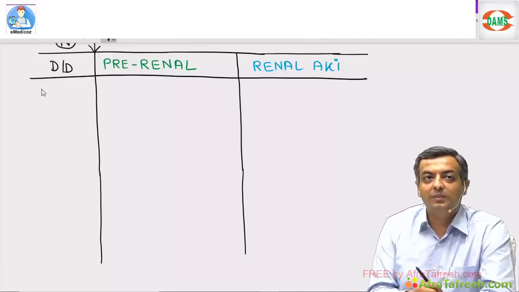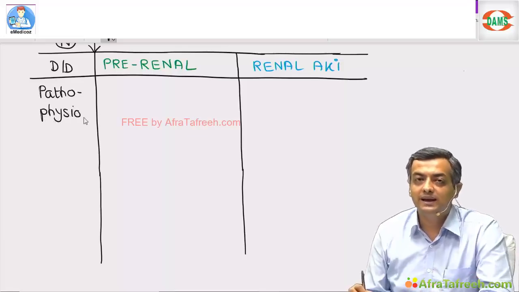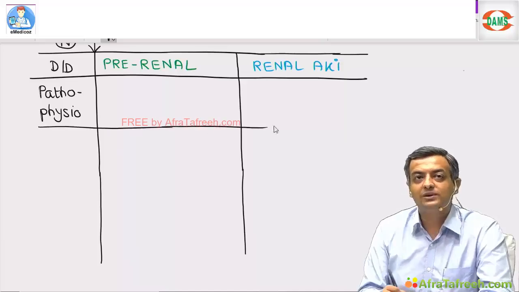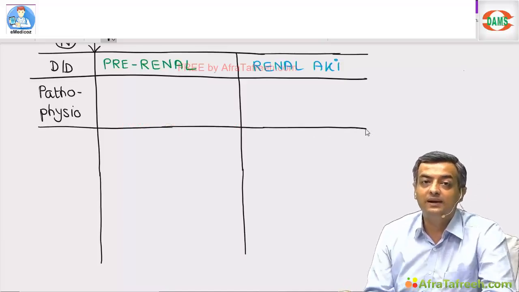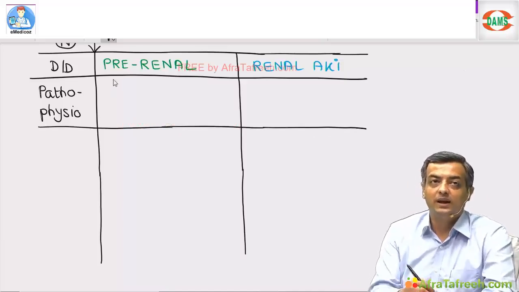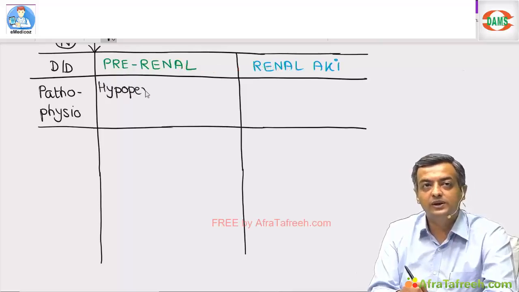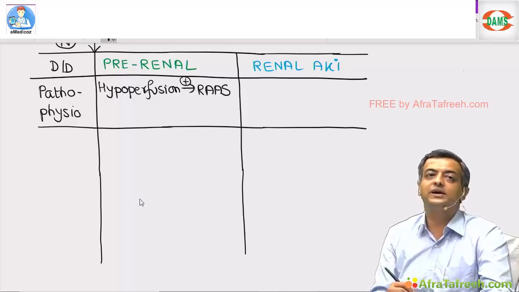Rather than jumping to the parameters, let us make a quick point about the pathophysiology of the two. Rather than directly writing parameters, let me take the opportunity to write a brief pathophysiology of the two. That itself will highlight that they are different from each other. In pre-renal, the problem is renal hypoperfusion. What does it cause? RAS activation.